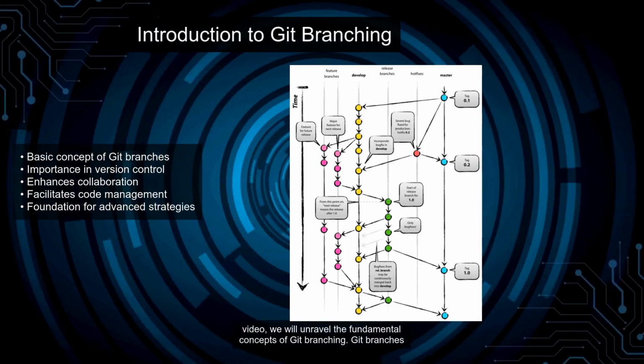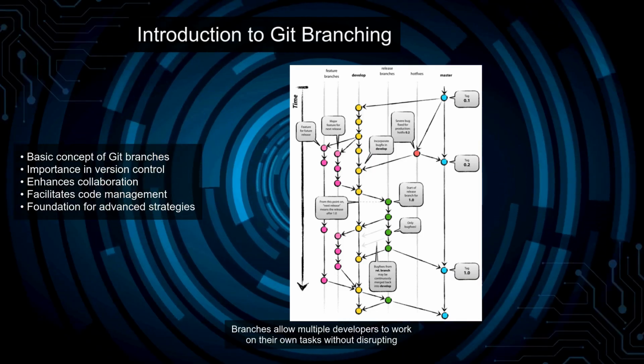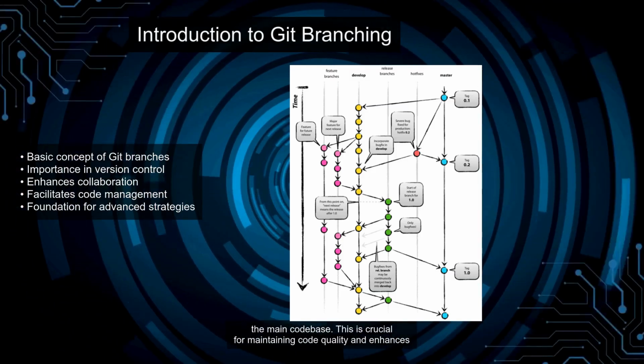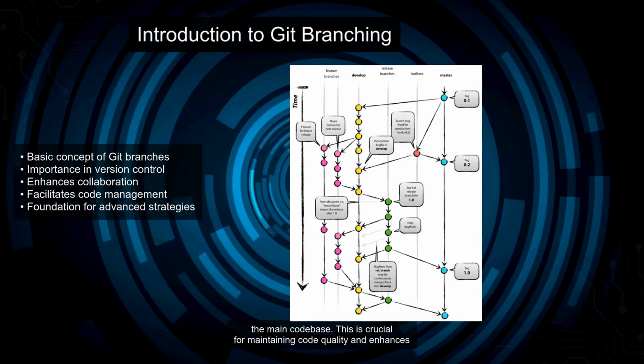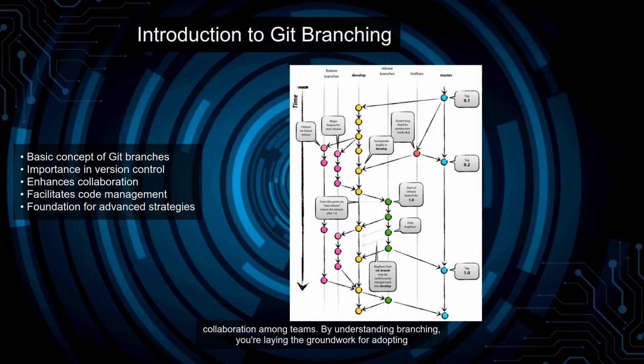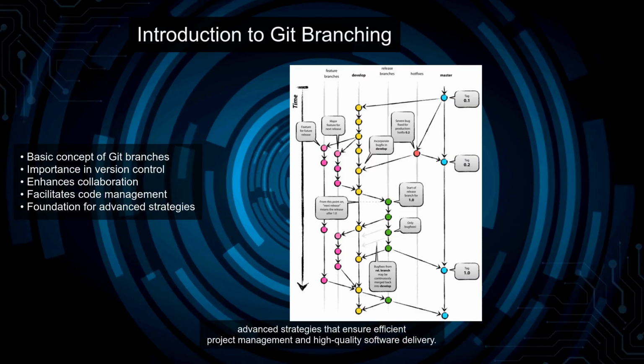Git branches are a core feature of Git, facilitating isolated development and parallel workflows. Branches allow multiple developers to work on their own tasks without disrupting the main codebase. This is crucial for maintaining code quality and enhances collaboration among teams. By understanding branching, you're laying the groundwork for adopting advanced strategies that ensure efficient project management and high-quality software delivery.